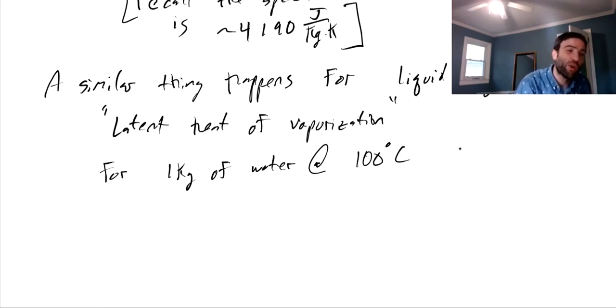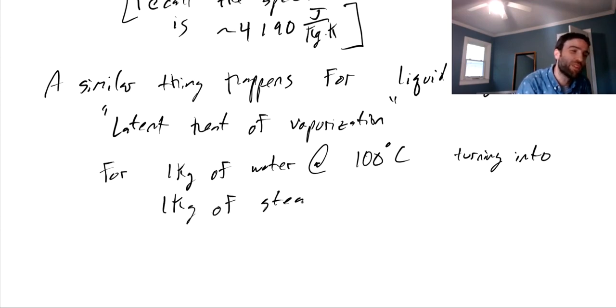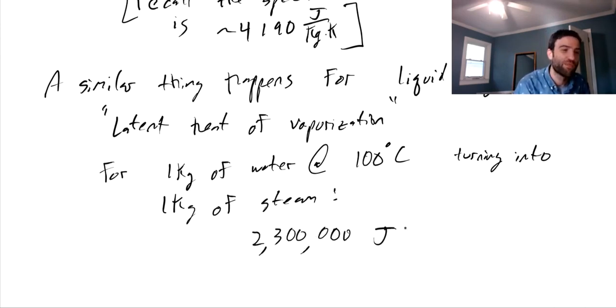1 kilogram of water turning into 1 kilogram of steam, that takes some enormous amount. I always have to look this up. 2,300,000 joules. Just enormous. And that's actually why evaporative cooling can be so effective.